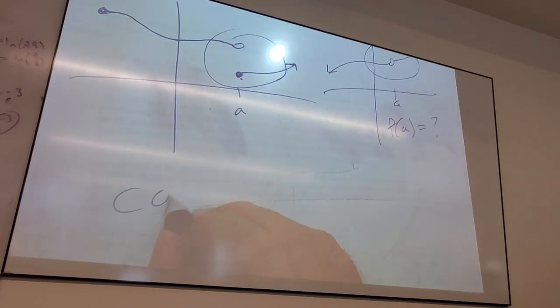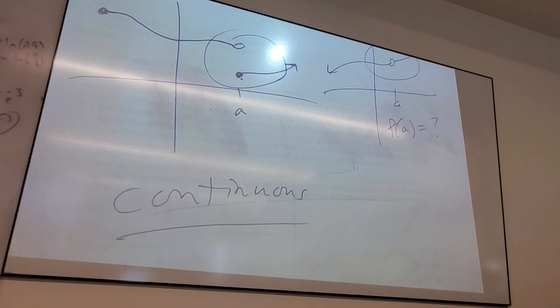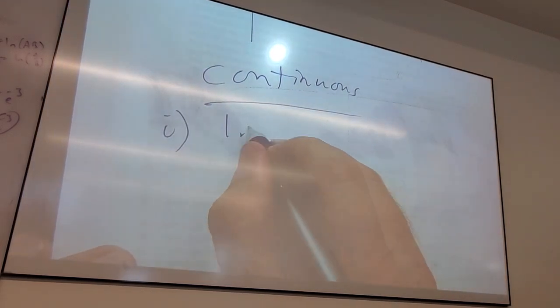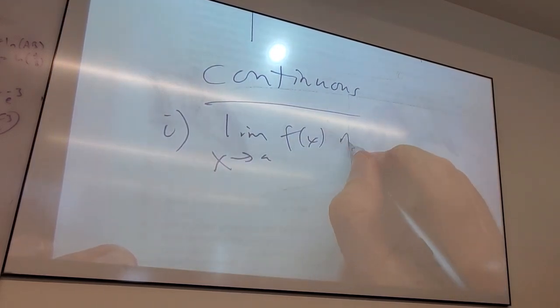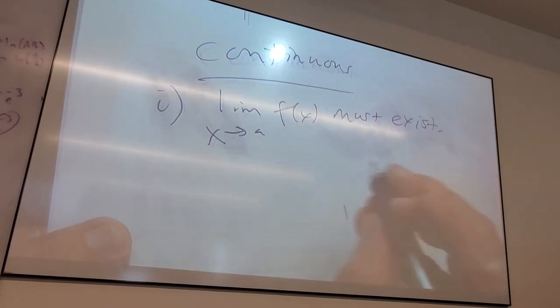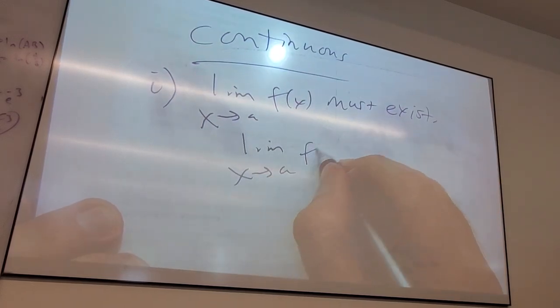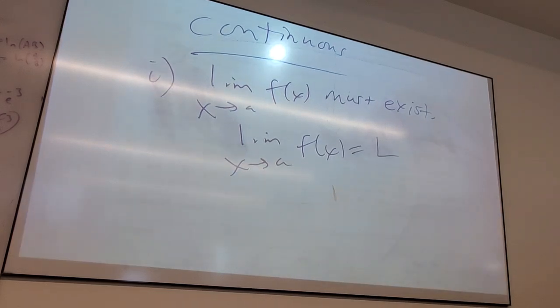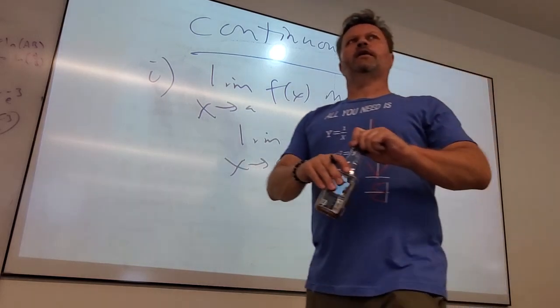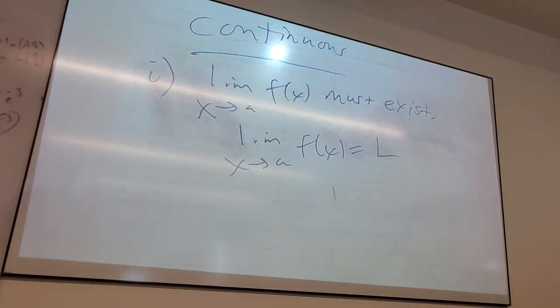So in order to be continuous, the limit as x goes to a of f of x must exist. And the way I'll say that is the limit as x goes to a of f of x equals L, where L is some finite number. If I say the limit as x goes to a of f of x is infinity, that is a specific way it doesn't exist, because it never gets there. So it's just a way of saying it doesn't. But it's a specific way to say it does not exist. You guys with me?